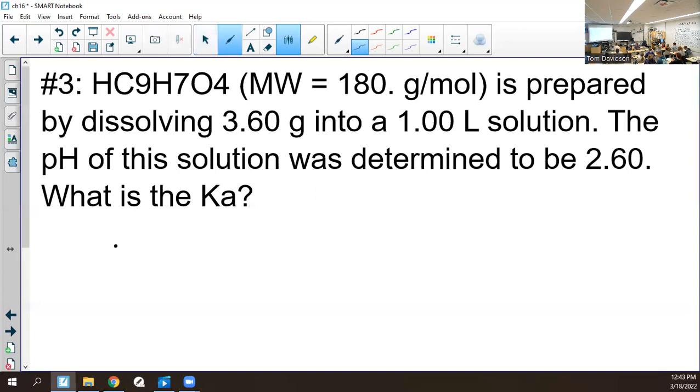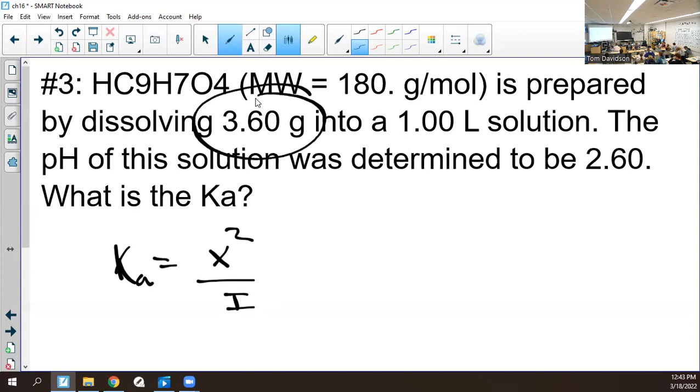Okay, look. We know Ka equals x squared over initial. What is the main difference? No one said it yet. You have to find the initial when you're given grams and volume, and I saved you time by giving you the molar mass.